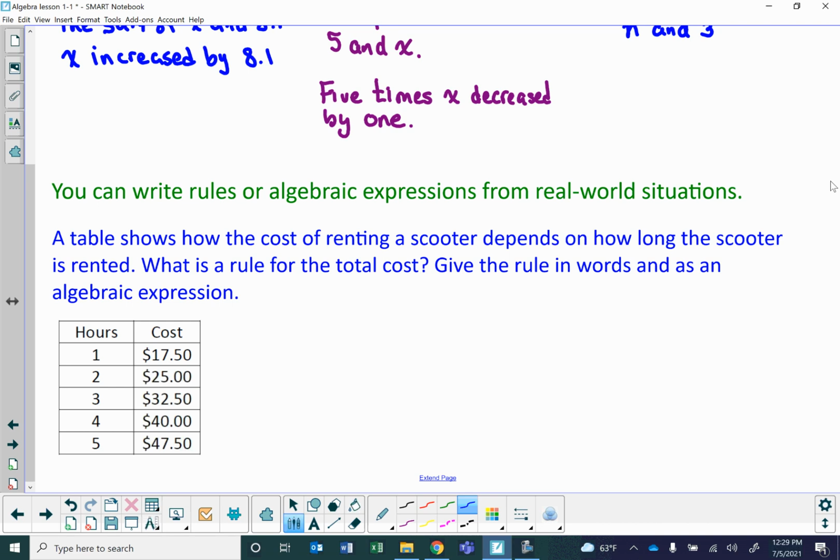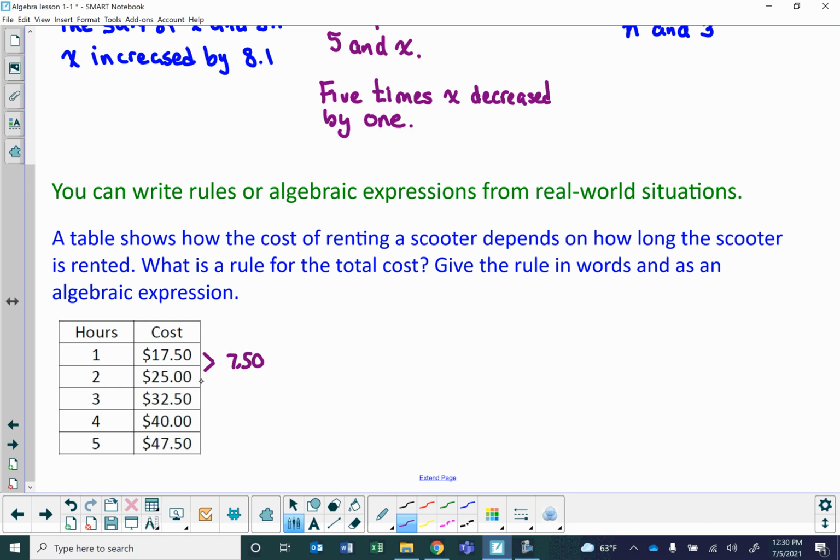So I'm looking at this lovely little table here, and I'm seeing, well, if I rent a scooter for 1 hour, it's going to cost me $17.50. If I rent a scooter for 2 hours, it's $25. Well, it doesn't double. $17.50 times 2 would not be 25. So I know that it's just not $17.50 an hour. So I have to figure out that there's got to be a pattern between these numbers. So what I do is I take a look at my costs and I go, oh, from $17.50 to $25, well, that goes up by $7.50.